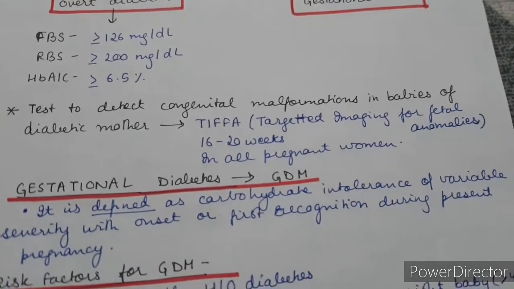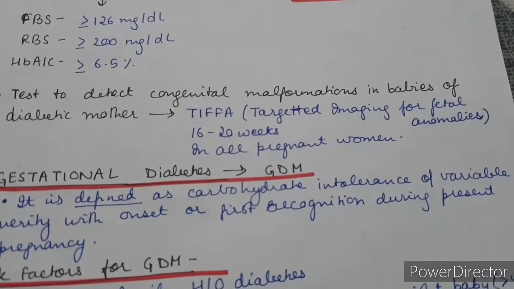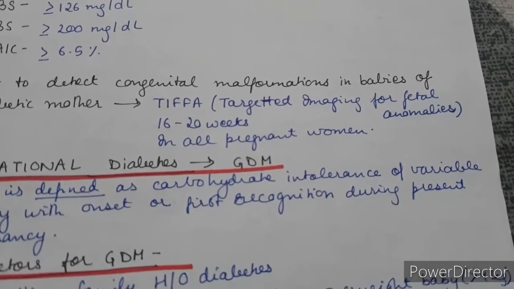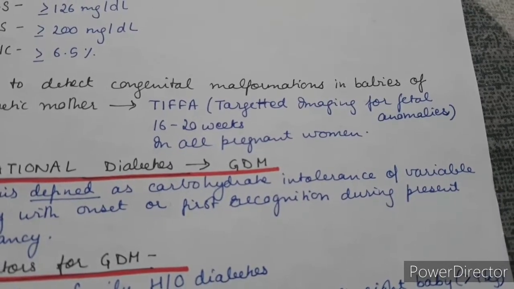And what is the best test to detect the congenital malformations in babies of diabetic mother? This is TIFA, that is targeted imaging for the fetal anomalies. ये 16 to 20 weeks में किया जाता है and it is done in all pregnant women.